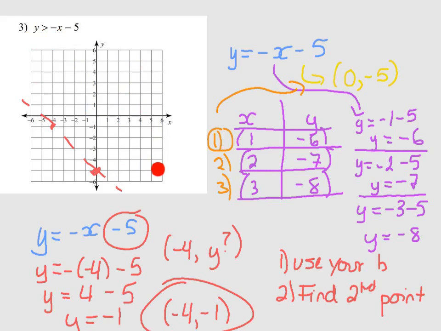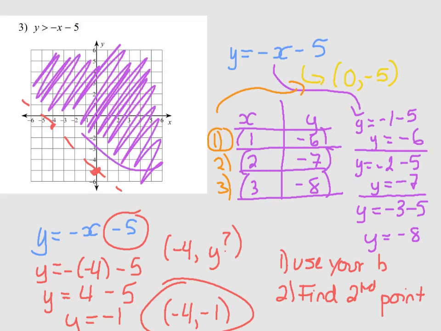So see how the inequality really only matters once you've done your actual line with the equation. So I'm, in fact, going to shade over here. All of these points in this half plane here are the solution to the inequality y is greater than negative x minus 5.